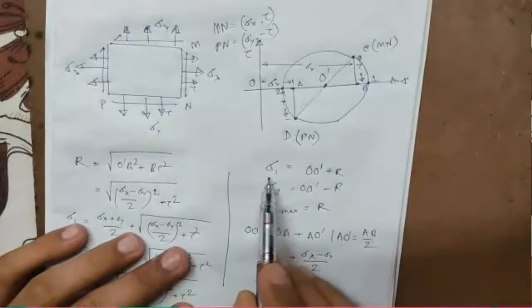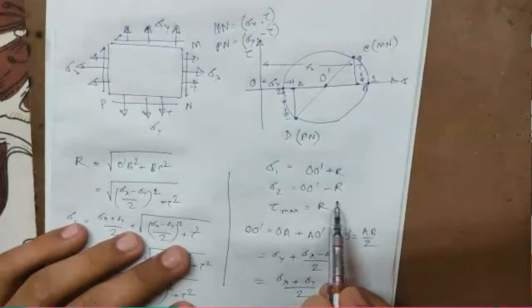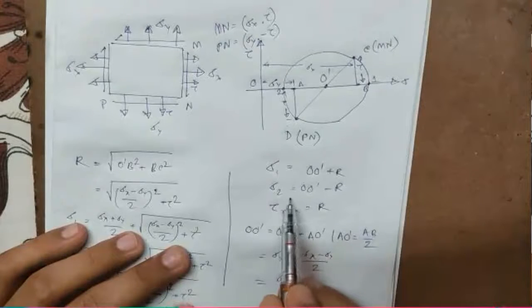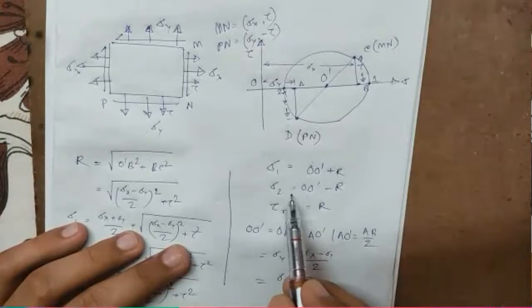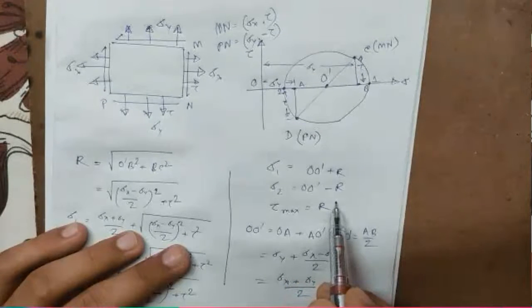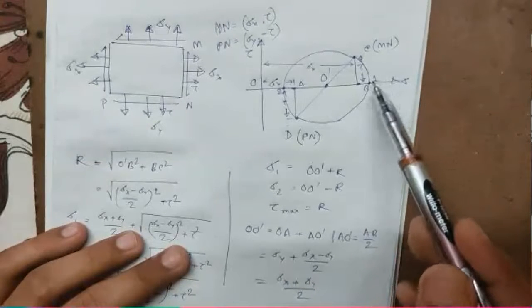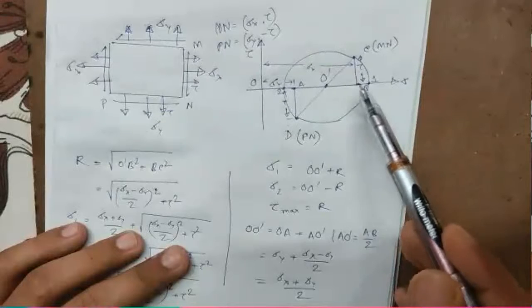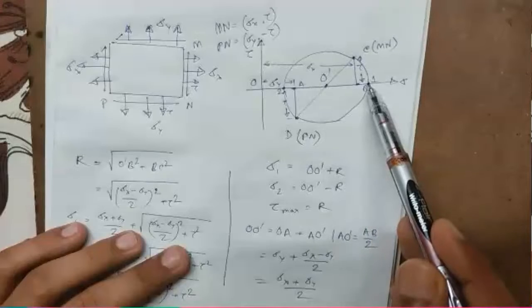So is this point clear? How can we get the values of sigma 1 and sigma 2? Are these 2 points clear? Sigma 1 equal to O dash plus R and sigma 2 equal to O dash minus R. Look at the diagram. Here we will find sigma 1 up to this point O dash plus this is the radius of the Mohr circle.